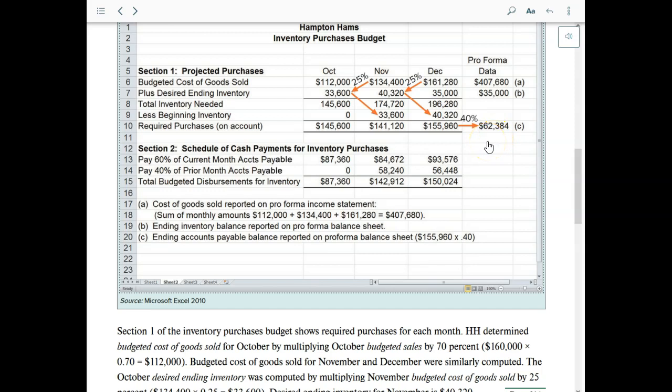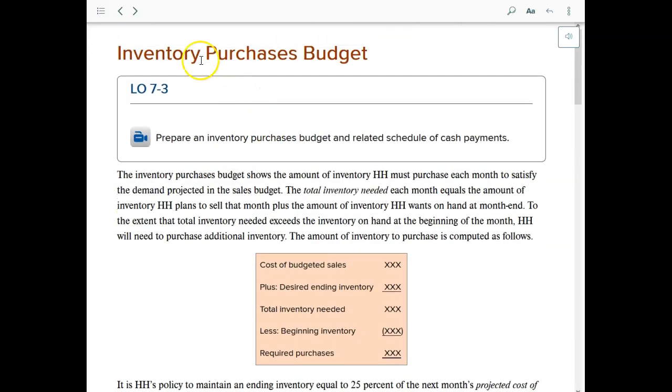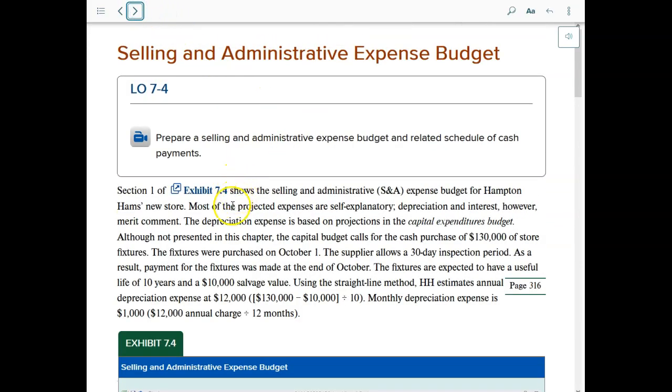And that's the ending balance in accounts payable on the balance sheet, because we're going to pay for 40% of the December purchases in January. So this will show up on the balance sheet as accounts payable. Read through this. This is an explanation of what I just talked about. Let's go to the next page.